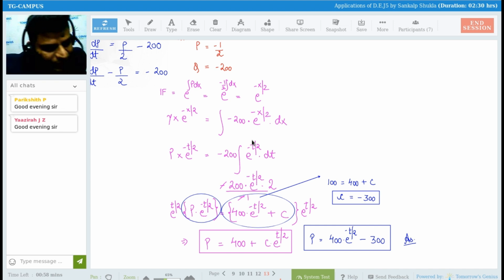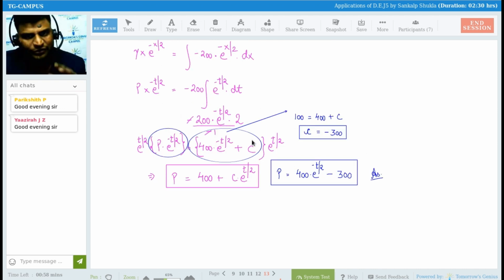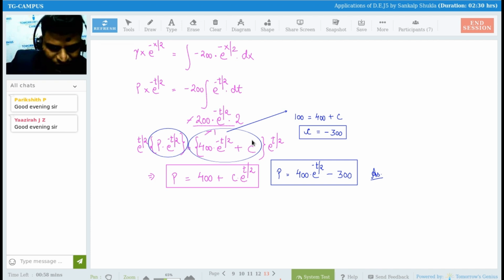You missed e power minus t by 2 in this last step. Yeah, I have not missed it. I'm saying the expression that we have got. Okay, wait. I'll write the final answer for you. This is the final answer, right? Only thing which is not with us is the value of c. So put the value of c. This might create some confusion. This is not the answer. This is the answer.